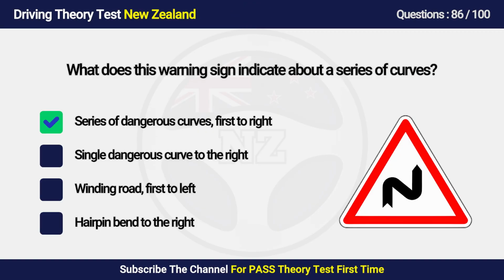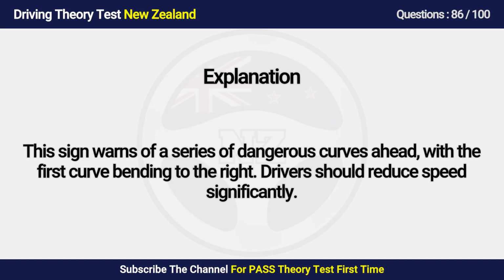Answer is A. Series of dangerous curves, first to right. This sign warns of a series of dangerous curves ahead, with the first curve bending to the right. Drivers should reduce speed significantly.